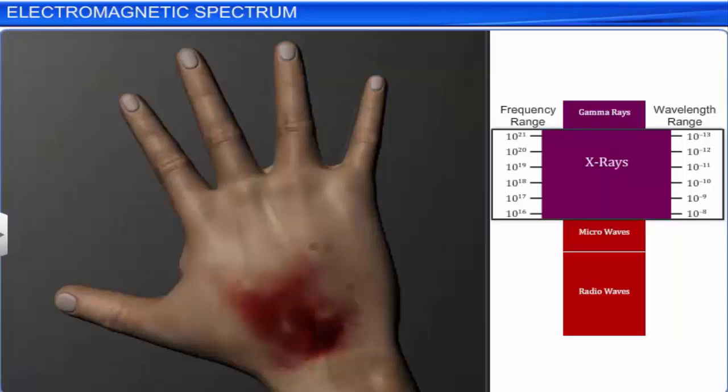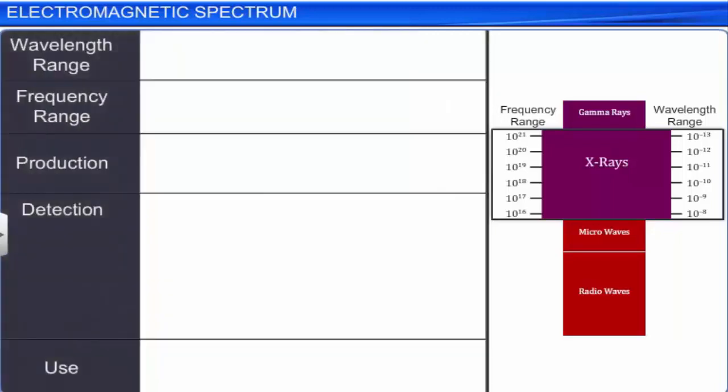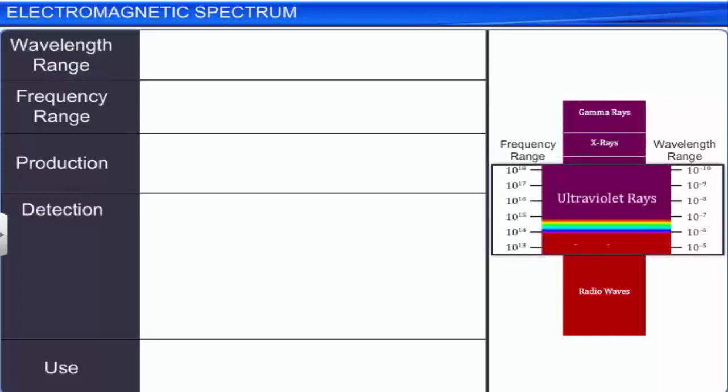The next kind of electromagnetic waves in the electromagnetic spectrum is the ultraviolet rays. The wavelength of ultraviolet rays is in the range of 6 x 10^-10 meters to 4 x 10^-7 meters. Their frequency is in the range of 10^17 Hz to 10^15 Hz.